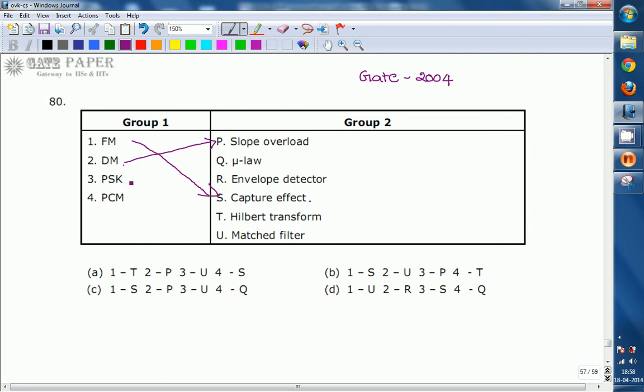In phase shift keying, we always use a matched filter for demodulation. So the third one is matched with U. Finally, PCM, pulse code modulation, always uses mu law for companding. Mu law is always used in pulse code modulation for non-uniform quantization. This is the correct matching for this question.